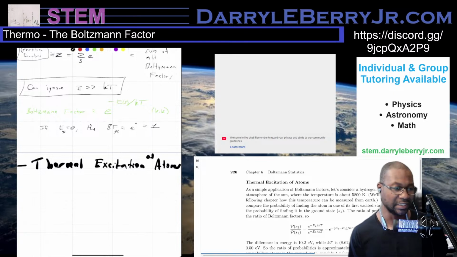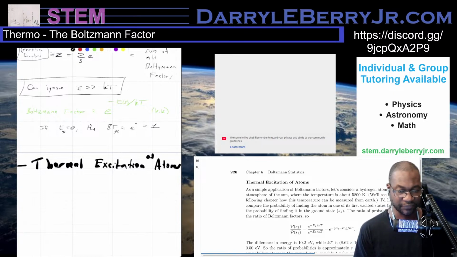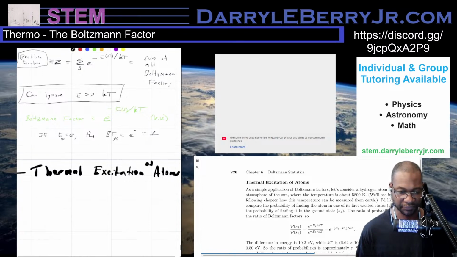Thermal excitation of atoms. As a simple application of Boltzmann factors, let's consider a hydrogen atom in the atmosphere of the sun, where the temperature is about 5800 K. We'll see in the following chapter how this temperature can be measured from Earth. I like to compare the probability of finding the atom in one of its first excited states to the probability of finding it in the ground state. The ratio of probabilities is the ratio of Boltzmann factors from our derivation earlier.